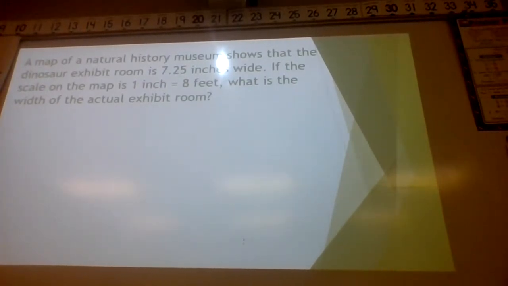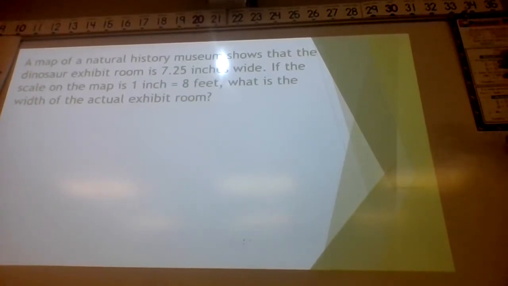A map of the Natural History Museum shows that the dinosaur exhibit room is 7.25 inches wide. If the scale on the map is 1 inch equals 8 feet, what is the width of the actual exhibit room? This is one time I will ask you to find me both answers. Okay, what is the first way you guys know how to solve this? On the student page? Yes, student page. Wait, we have to find both? I want you to find both.